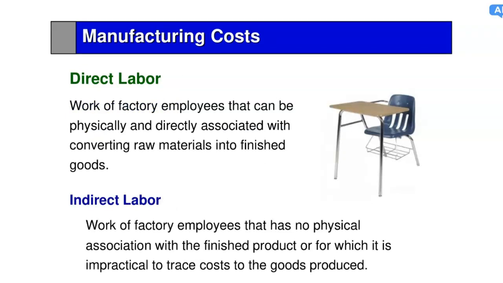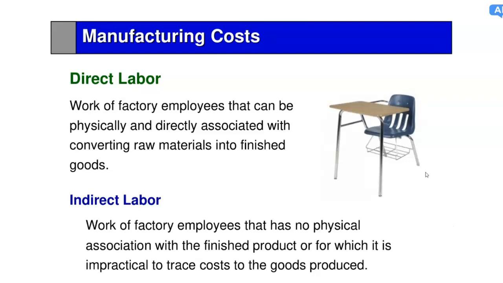Now as to labor. Again, there are two types of labor on the factory floor. One is the direct labor, and that is the work of the factory employee that can be physically and directly associated with converting raw material into finished goods. So if the person who cut this wood, I would know how long it took them to do it. I know what we pay, so I could come up with the direct labor cost to do that.